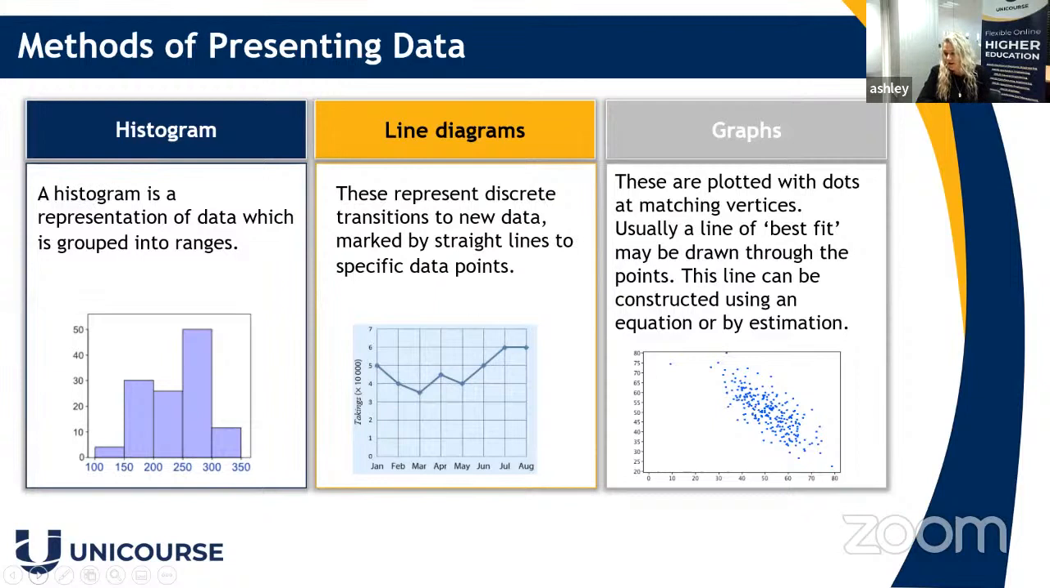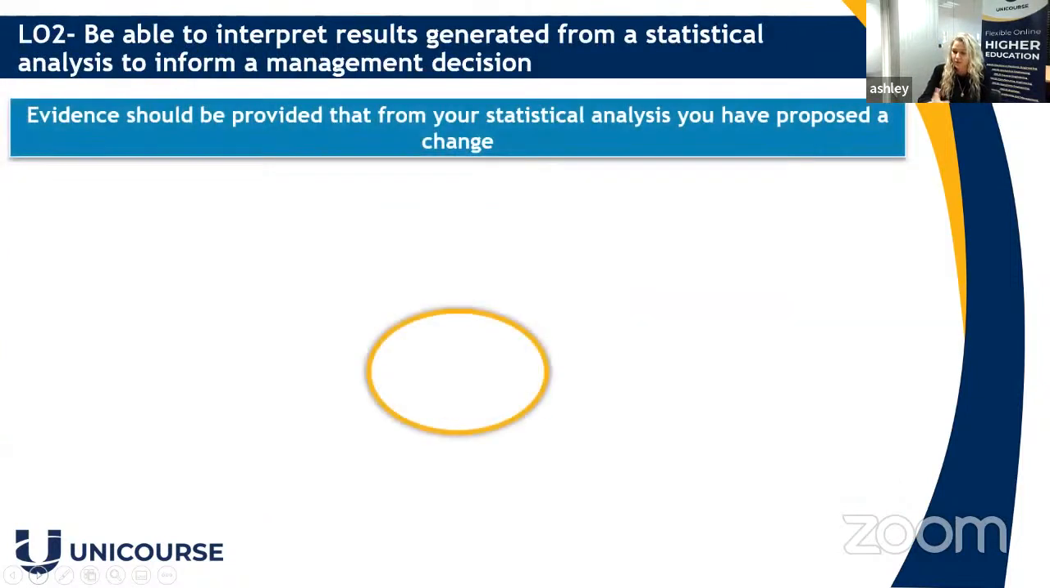Also, with this unit, for learning outcome 2, you're going to be looking at how you can interpret those results to inform management decisions. So you need to be informing how you're going to implement those decisions. You don't necessarily have to implement it as part of this unit, but you need to demonstrate how you would implement something in order to improve the results that are being generated from your statistical analysis of that specific problem.